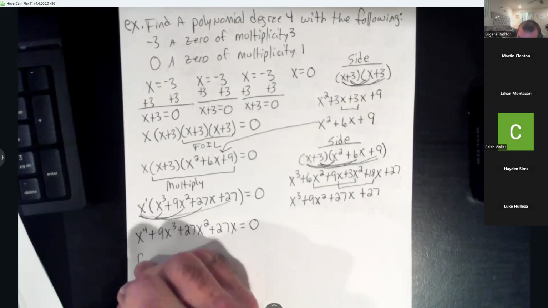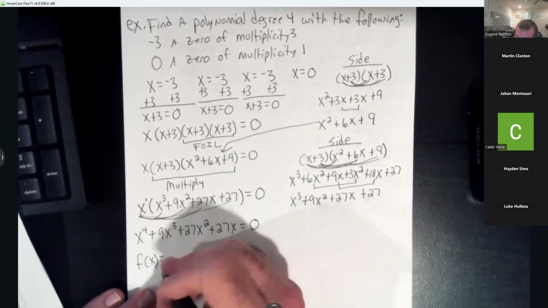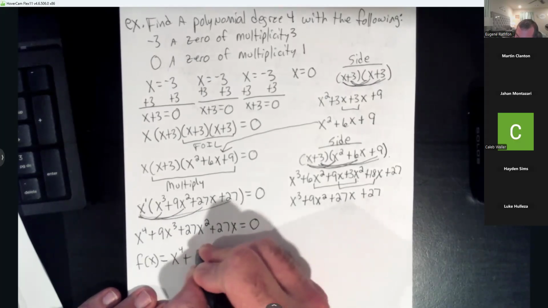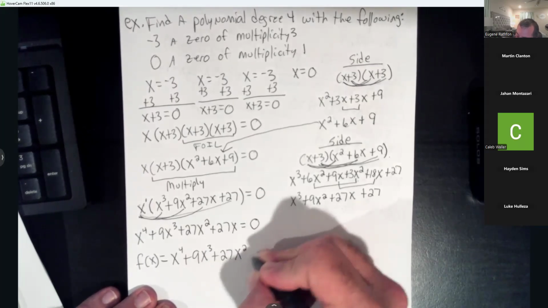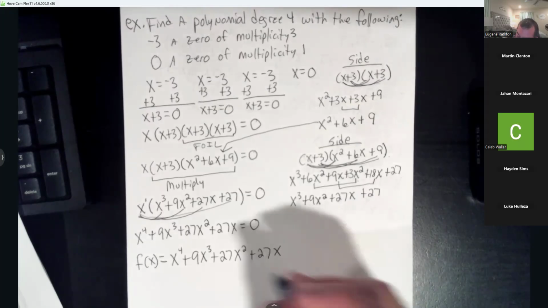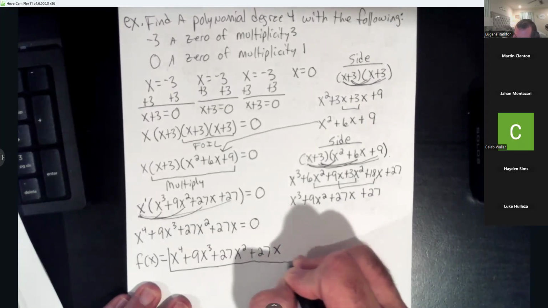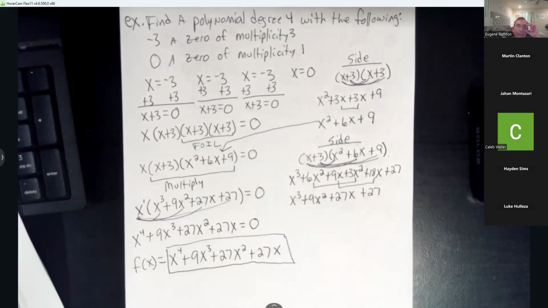So y'all, the last step is to put it in function form. So x to the 4th plus 9x cubed plus 27x squared plus 27x. So on MathLab, you had to actually write this one all the way out. All right, y'all, so don't worry, it tones down a little bit after this one, okay? So the next 3 problems are not going to be bad.